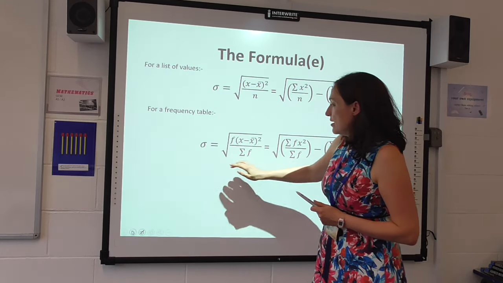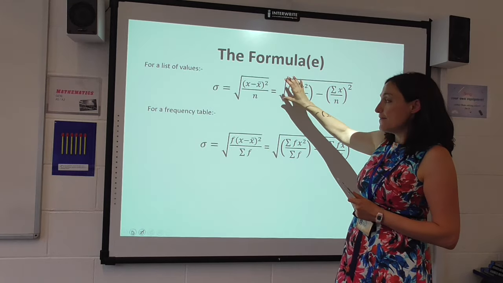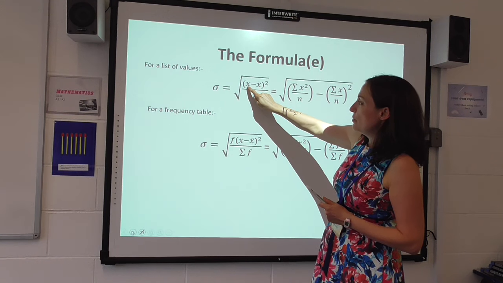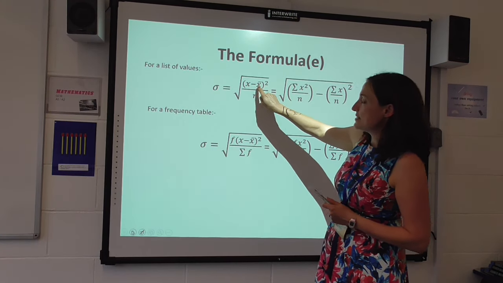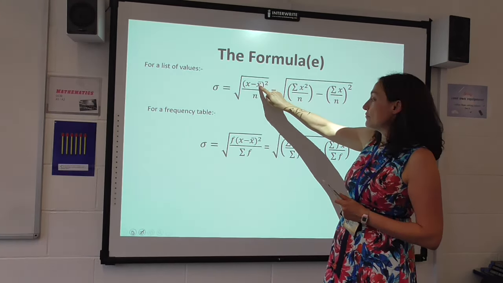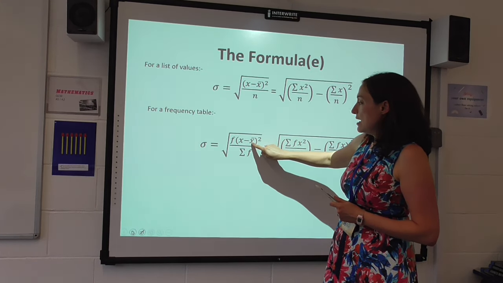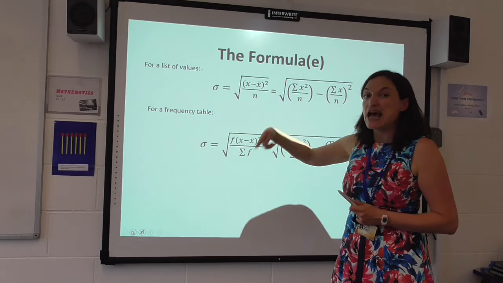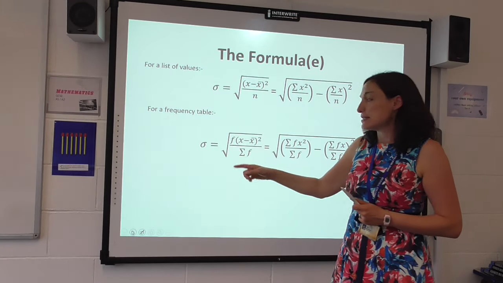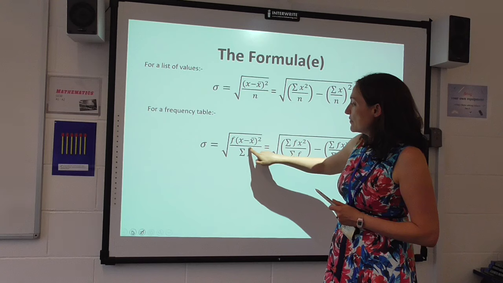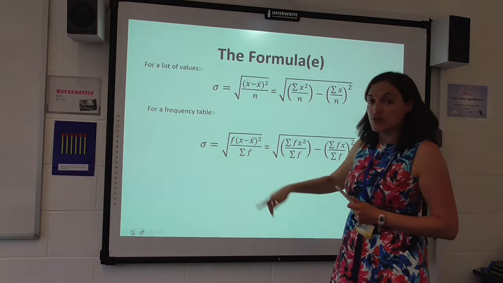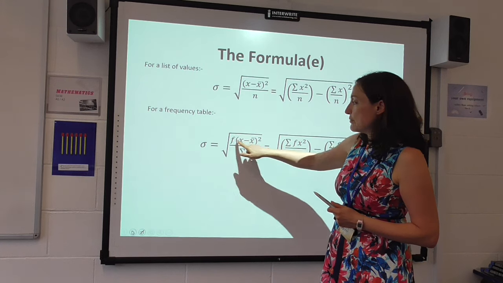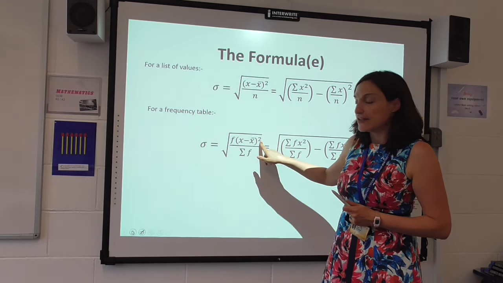The second formula is exactly the same as the first, but for a frequency table. So all it's telling you to do is find the differences of the data value from the mean, square it, and then say how many have I got? Well, I need to add them all up by multiplying by the frequency. And then you divide by the total number of values, which is the total frequency. Not to be confused with the frequency of that particular data value.